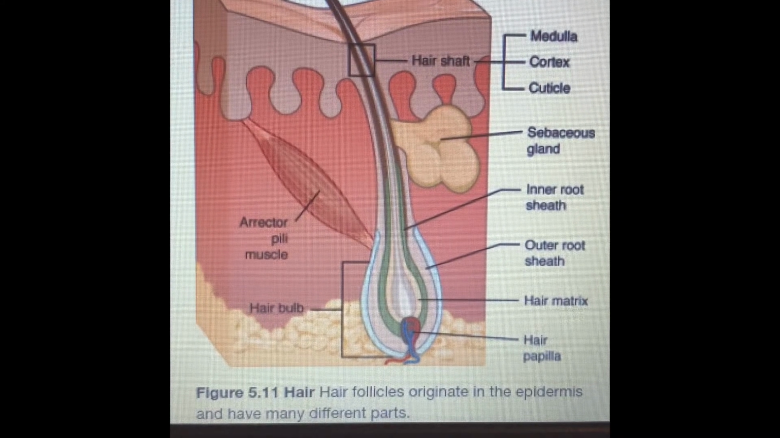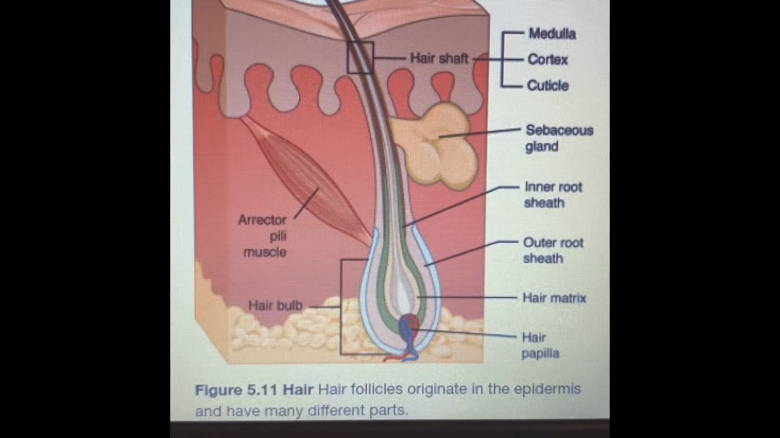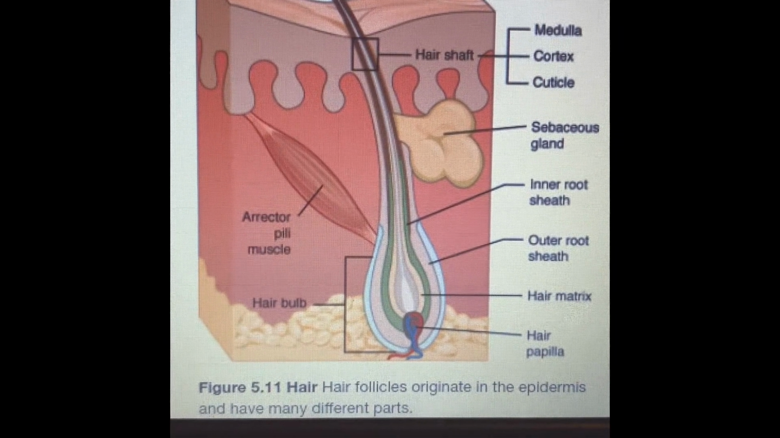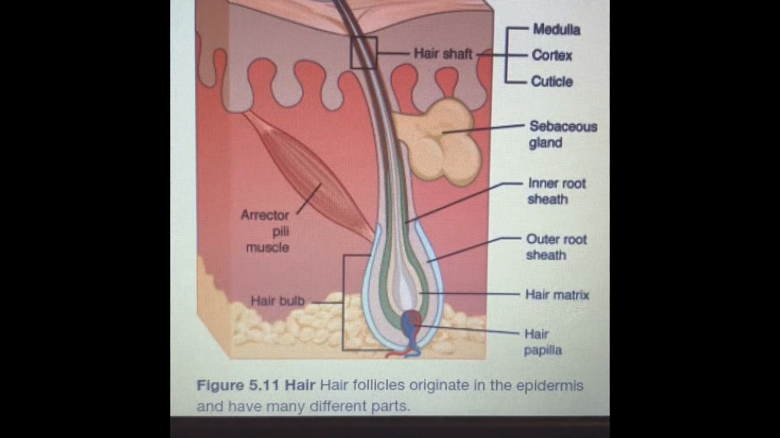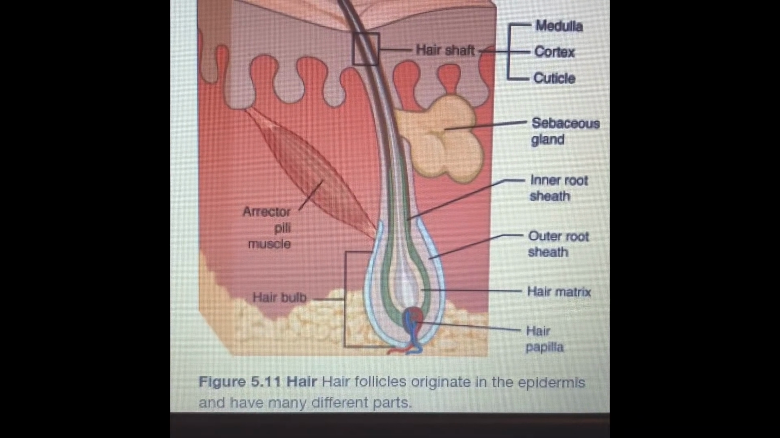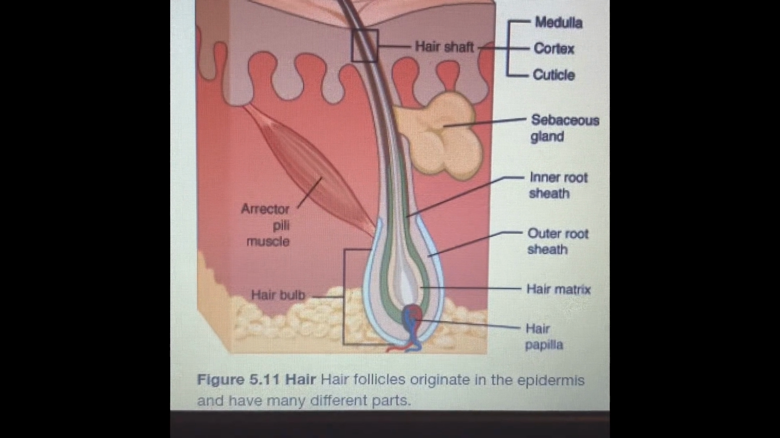There are three main parts of the hair shaft. One of them is known as the medulla, which forms the central core of the hair shaft, which is surrounded by the cortex. The second is called the cortex, which is a layer of compressed keratinized cells that are covered by the cuticle. And the cuticle is an outer layer of very hard keratinized cells.